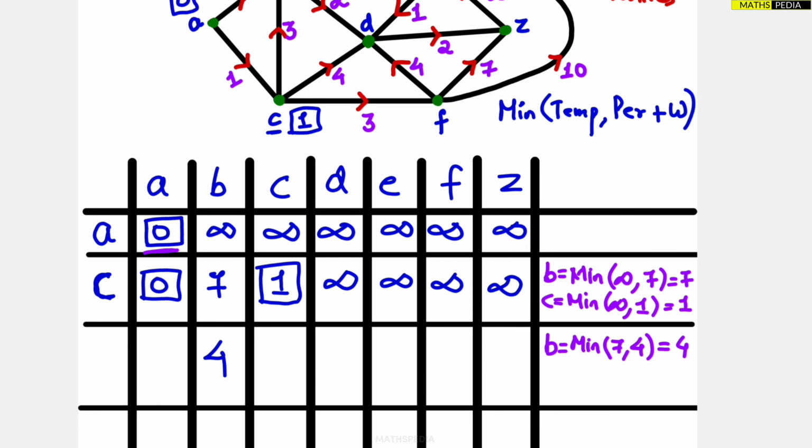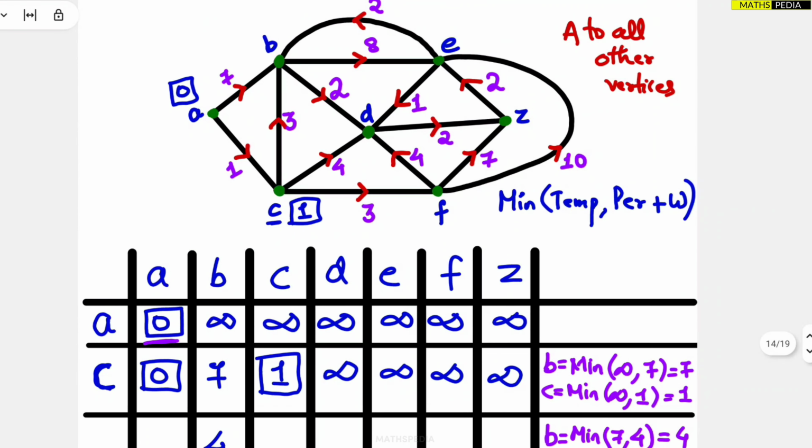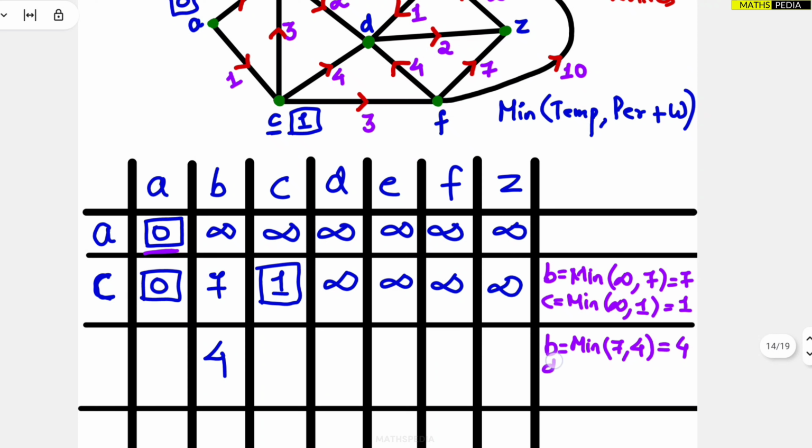Now next we have to calculate. So B is done. Next, C is connected to F as well as D. So we will go for D. So D we have to calculate.